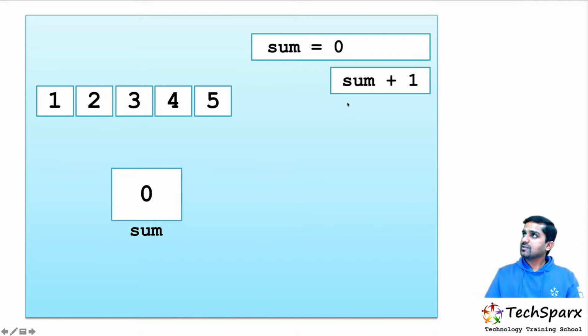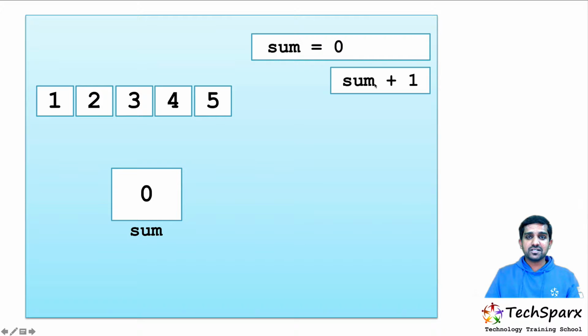Here, if you notice, it is a little special. Sum is 0 and 1 is 1. 0 plus 1 will give you 1, which indicates 1 liter. But when you write the statement just as sum plus 1, the value of sum does not change. Please understand, the value of sum does not change.